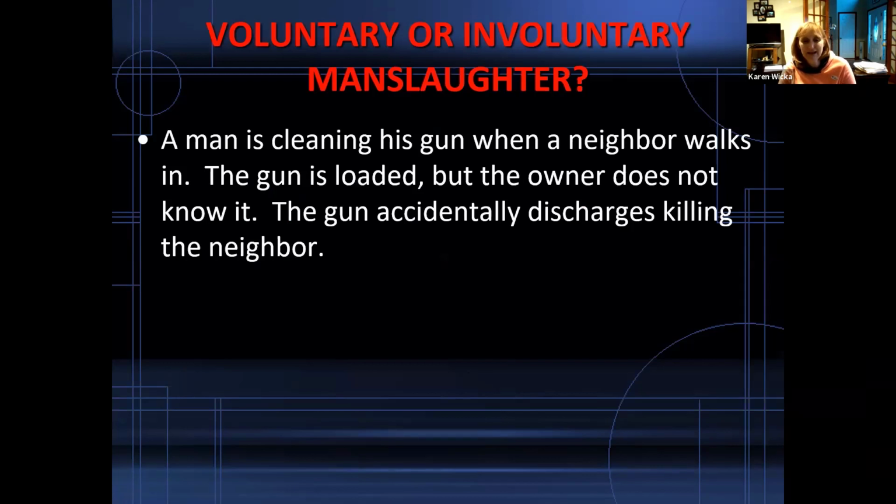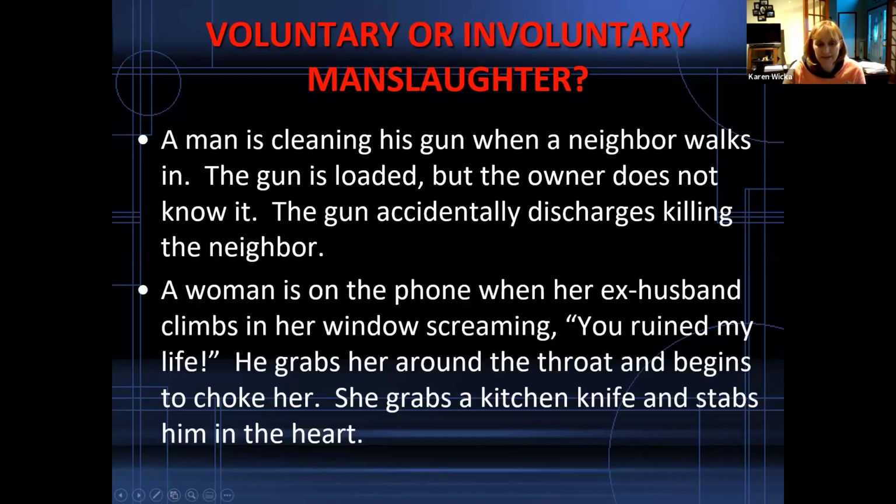A man is cleaning his gun when a neighbor walks in. The gun is loaded, but the owner does not know it. The gun accidentally discharges, killing the neighbor. So is this voluntary? Is this heat of passion, adequate provocation? Or is this a negligent or reckless type of killing? So probably involuntary manslaughter, a reckless, negligent type of killing.